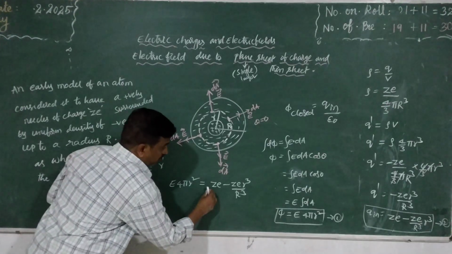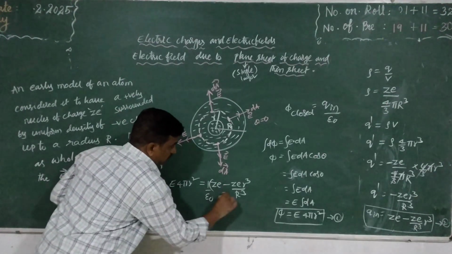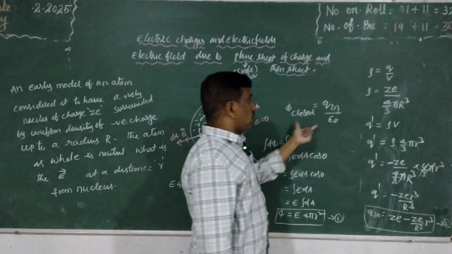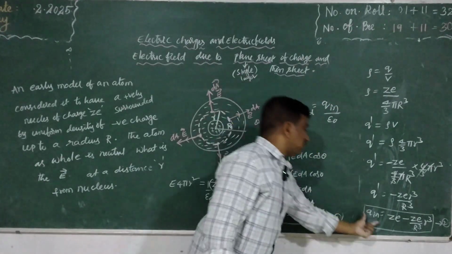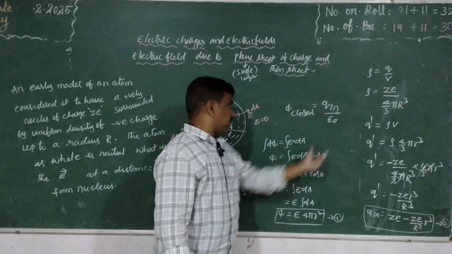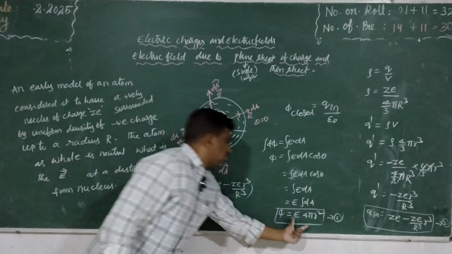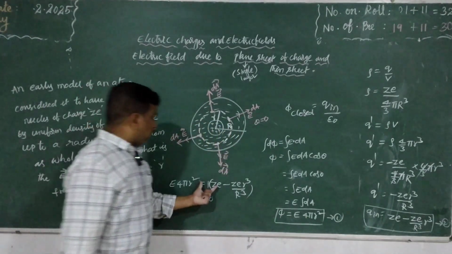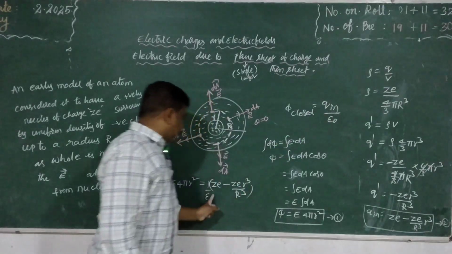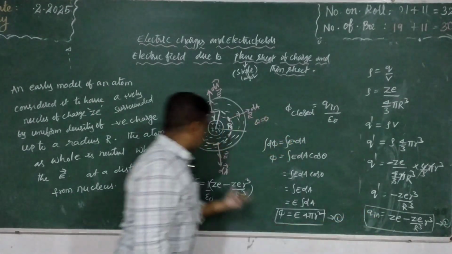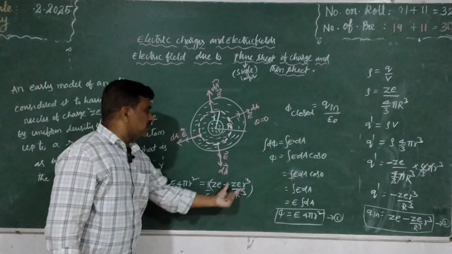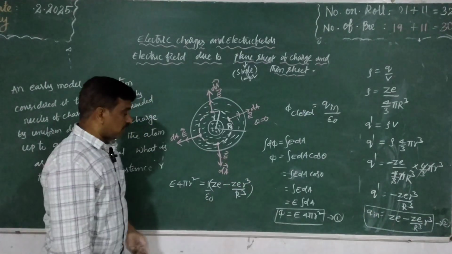Here q by epsilon naught is there, 1 by epsilon naught again. Phi closed equals q inside by epsilon naught. Q inside is this one, phi closed is this one, epsilon naught is there. Phi closed means this value into 4 pi r squared. So 1 by epsilon naught into q inside. Q inside means Ze minus Ze r cubed by capital R cubed.